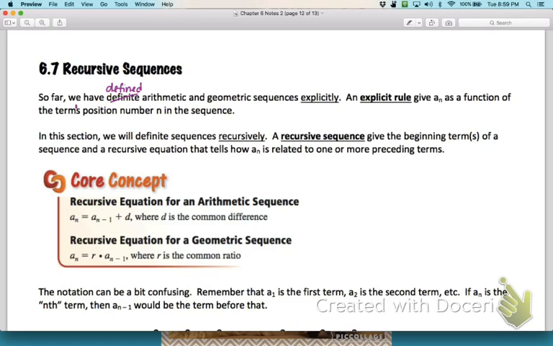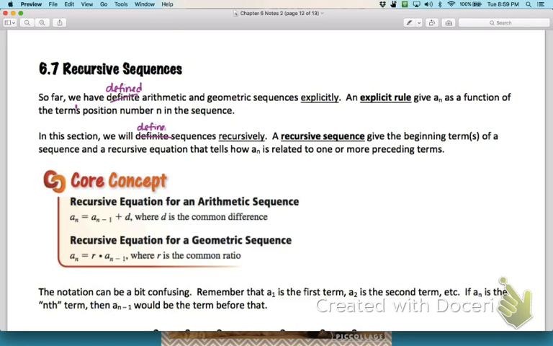Sometimes it's not possible to define a function that way. And so we actually have a second way that we can write sequences, which is called defining sequences recursively. This must have auto-corrected because here it is again. Defined. So we will define sequences recursively in this section.